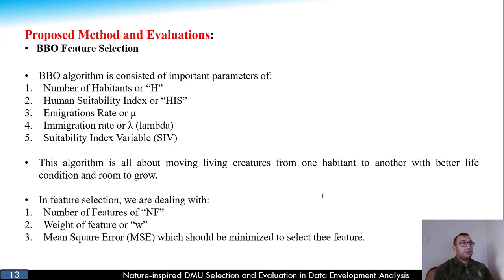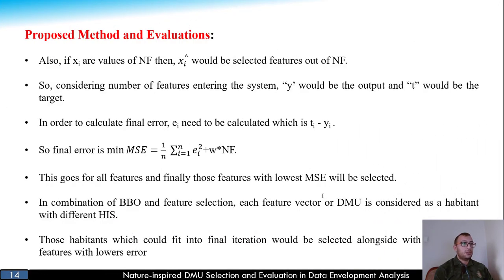BBO feature selection. The BBO algorithm consists of important parameters: number of habitants or habitat suitability index, or HSI, immigration rate or mu, emigration rate or lambda, and suitability index variable or SIV. The algorithm is all about moving living creatures from one habitat to another with better life conditions and room to grow. In feature selection, we are dealing with number of features, NF, weight of features, W, and mean square error or MSE, which should be minimized to select those features.